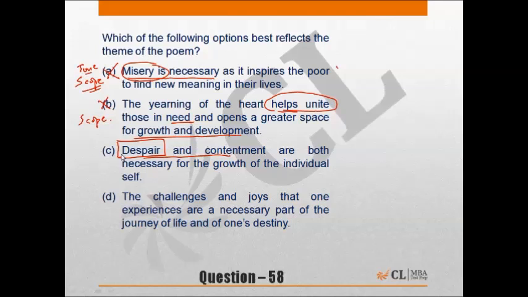Overall, it looks like looking at the positive aspects. Okay, so despair again is going against the tone of the poem. So I would be inclined to say that it's incorrect, but let's read the statement completely. Despair and contentment are both necessary for growth of the individual self. Despair is not the right word at all, so choice C has to be incorrect.